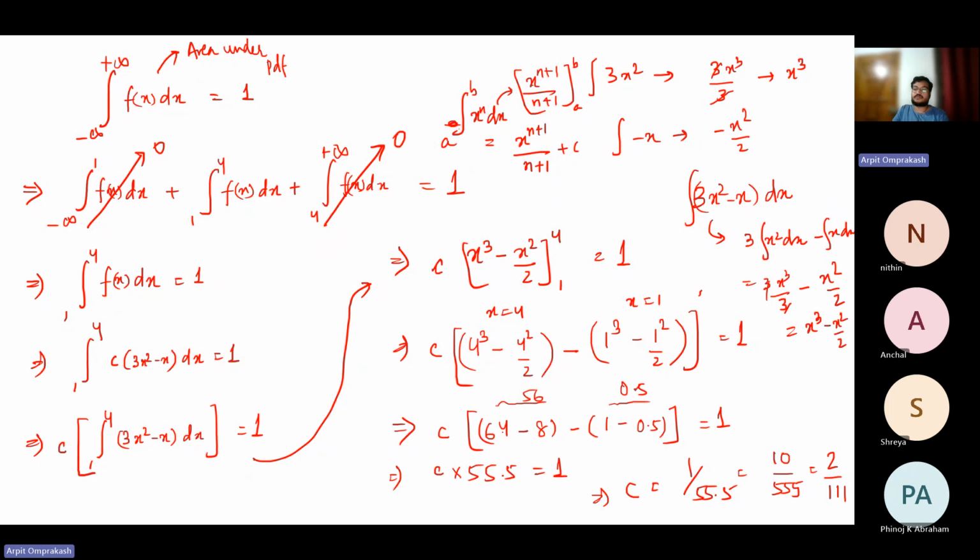4 cube is 64, 4 square is 16, divided by 2 is 8. Then 1 cube is 1, 1 by 2 is 0.5, right? So this is 56, this is 0.5. If you subtract, it's 55.5. So C is 1 by 55.5, which is 2 by 111, right? Was that clear?